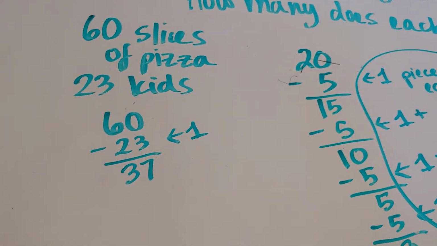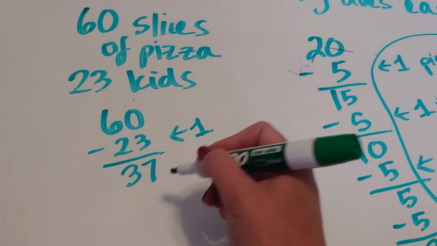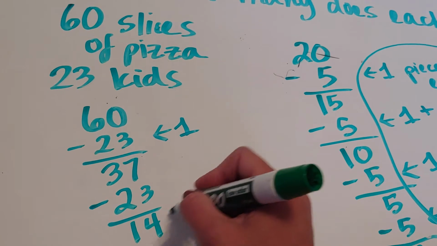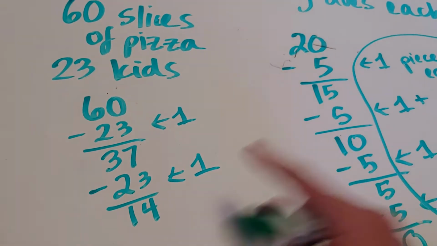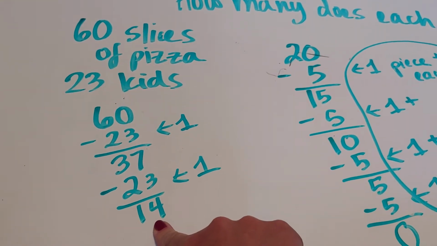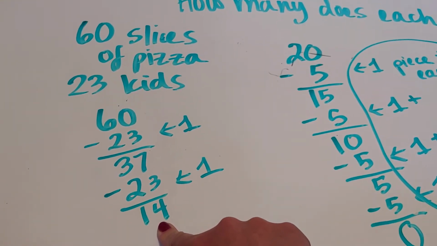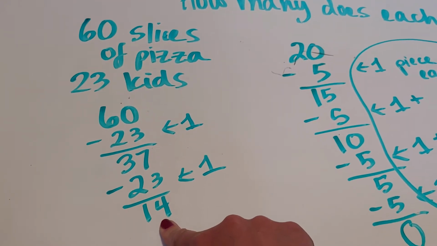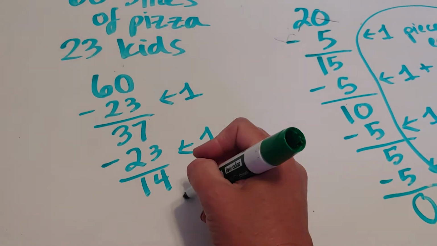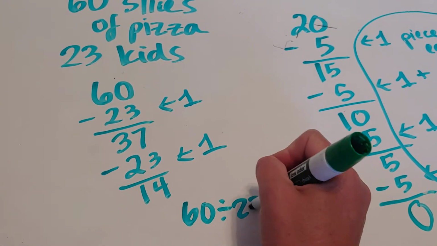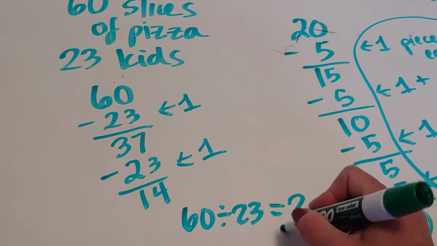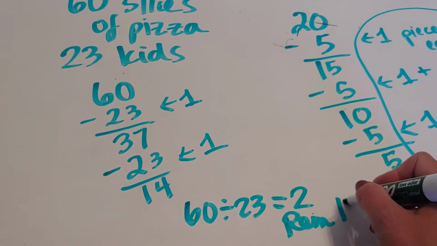I chose some crazy numbers. You're shocked, aren't you? That's all right. Okay, now if I subtract 23 again, I get 14. Can I deal out 14 slices of pizza to 23 kids? Not without some clever cutting of slices. So that's going to be our leftover. Okay, so here what happens is that 60 divided by 23 is 2, and I have a remainder of 14.